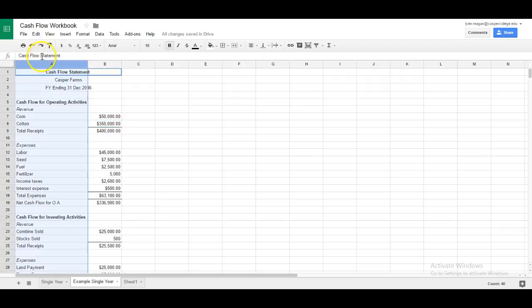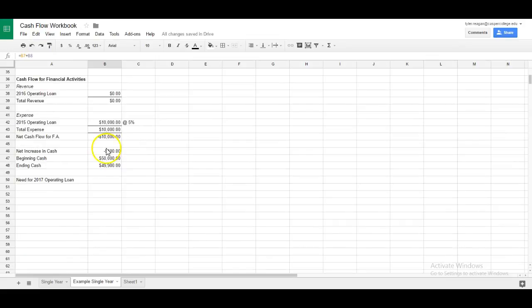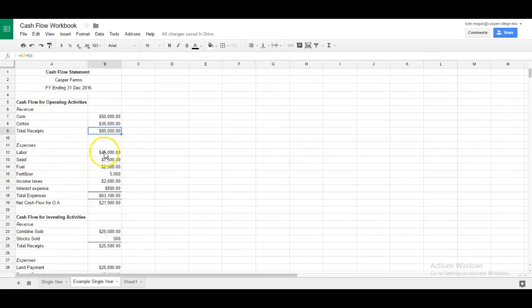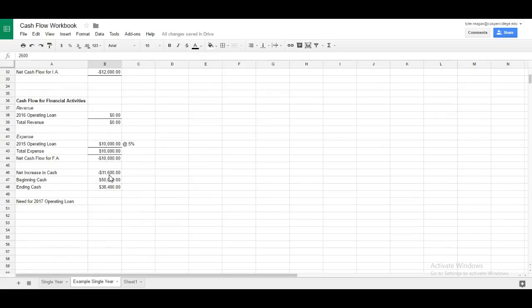Still got one number off. Say you want to receive $35,000, and now if we come down here, we figure out, well, maybe your seed actually cost more like $9,000. Your fertilizer bill was closer to $15,000. Just throwing in some random numbers. And if we come down here, now we have the ending cash is less than $50,000. But you want to always have $50,000 in the bank. So what are you going to do? You're going to have to take out a loan. Well, how much of a loan do you need? What does this need for the 2017 operating loan? Well, we're going to cover that in the next video.